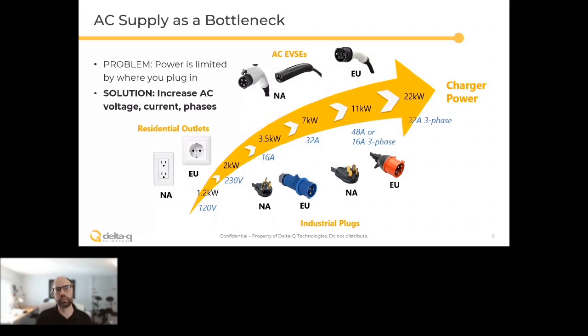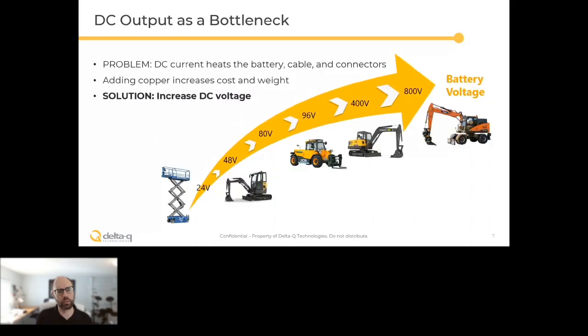Similarly, the DC output can also be a bottleneck. As the power goes up, so does the current. And so the issue there is that DC current heats the battery, heats the cables, heats the connectors. So there are limits. There are practical limits to how much current you can put into a battery or into a system.